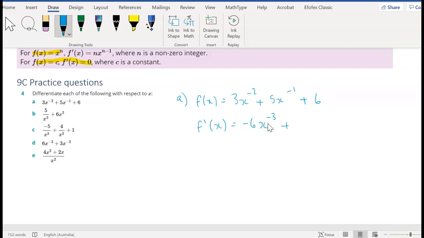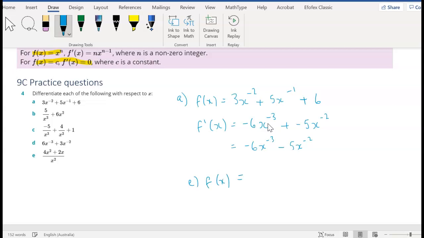For 5x to the power of negative 1, we take that negative 1 and multiply it by the 5. So it's going to be negative 5x, and then we decrease the power by 1 again, so it's going to be negative 2. And then our constant just becomes 0. Just tidying that up, you could probably do that without writing it again. So it's a minus 5x to the power of negative 2. That's your gradient.